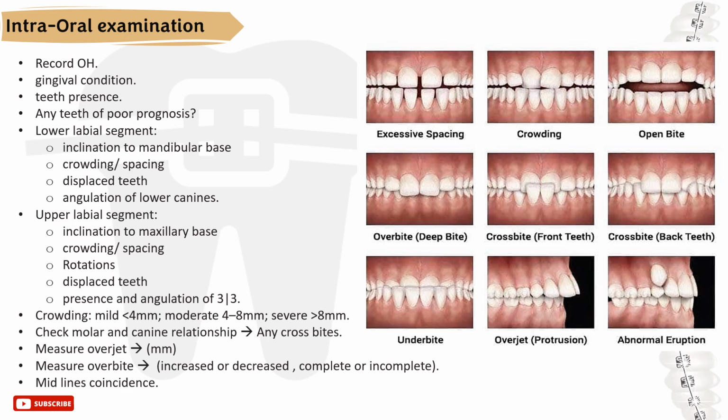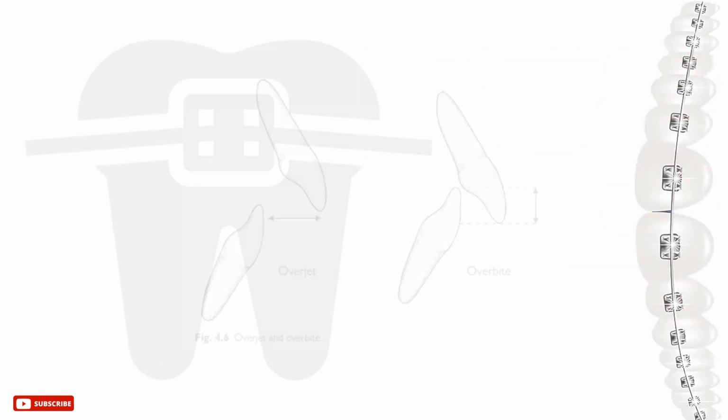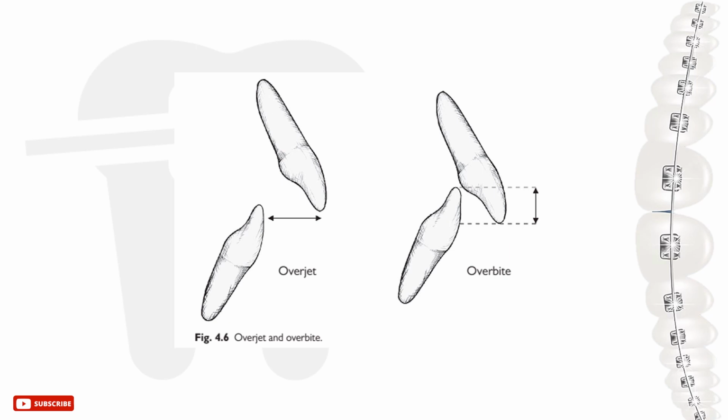And finally, note the relation of the upper and lower midlines. The upper midline with the facial midline, are they coincident or not? And the upper and lower dental midlines, are they coincident or is there any shifting? Just keep in mind that the overjet means the horizontal relation between upper and lower teeth, and the overbite is the vertical relation between the upper and lower teeth.